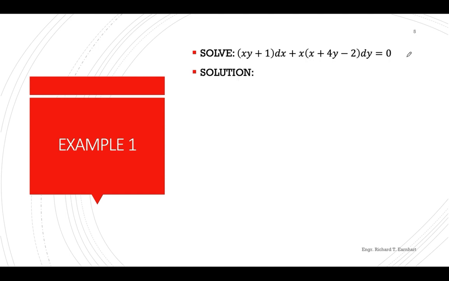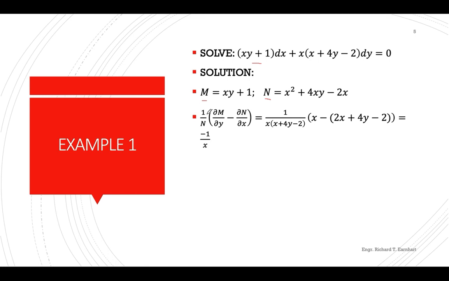Okay, so let's solve this example. We solve this equation. You can verify that this is a non-exact equation. So we can take this as your M, and then this can be expanded as x squared plus 4xy minus 2x, so that will be your N.